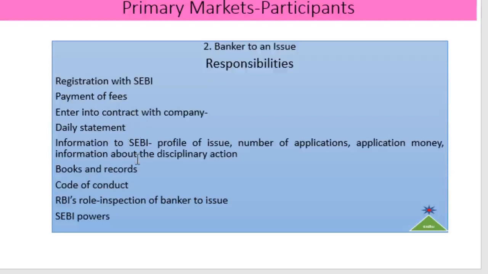Then the fourth one is daily statement. The banker needs to give a daily statement giving the details regarding the number of applications and the amount of money received from the investors, and it shall be submitted by the banker to the issuing company. That is, the fourth responsibility is that the banker acting as banker to an issue needs to provide a daily statement of how many applications they have received and how much money they got as application money.